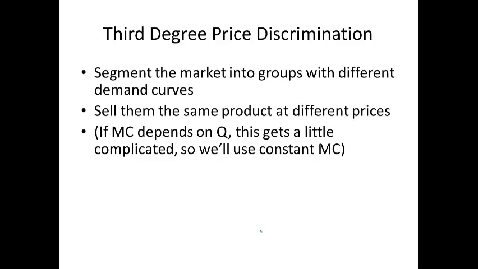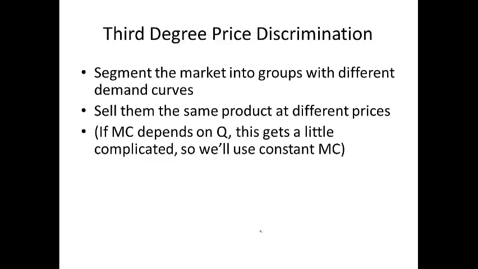All right, that's first degree. Let's move on to what's called third degree price discrimination. We won't talk in this part of the course about second degree price discrimination. Third degree, and by the way, it is kind of interesting that price discrimination is named in the same way that burns are named, first, second, and third degree. But in any event, these kinds of price discrimination aren't based on how severe they are, but some historical accident. Third degree price discrimination is segmenting the market into groups that have different demand curves, and then selling these different groups the same product but at different prices.